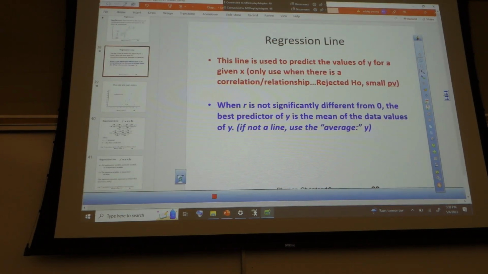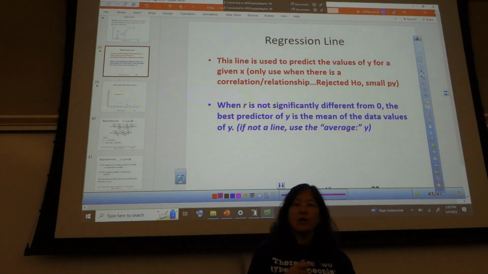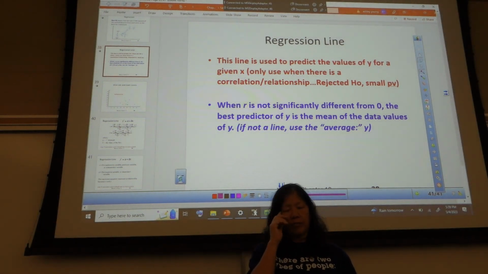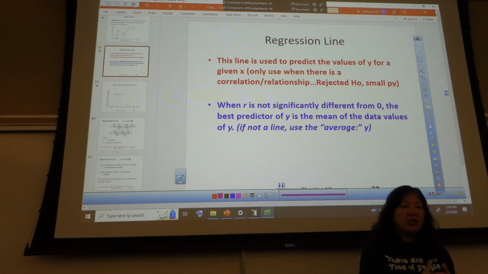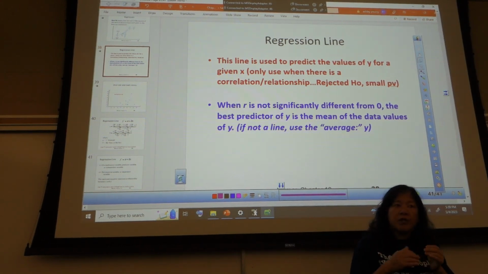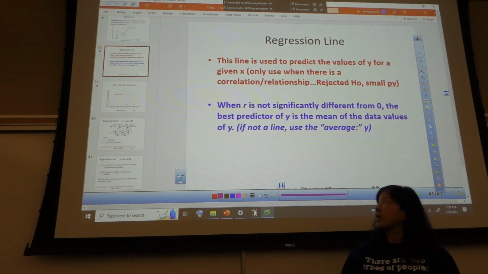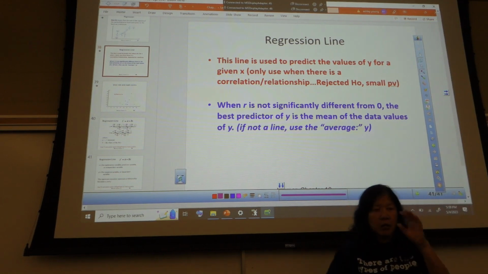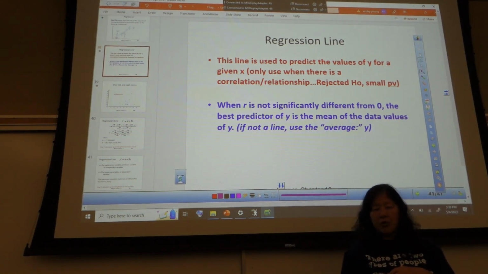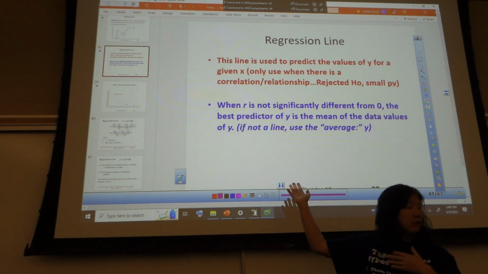This line, we use it to predict values of y for a given x, or vice versa, only when my data represents a line. So in other words, if I reject H naught, I have a small p-value, then it is a line, and you can use a line to predict. If my data is not a line, in other words my data is random, and I did not reject H naught, then you should not use a line to predict.